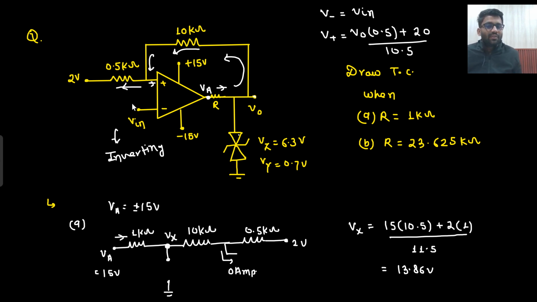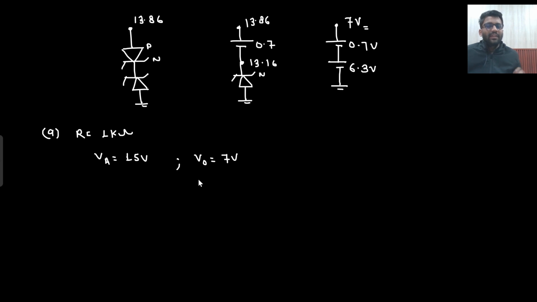V naught is not directly connected to the output of the OpAmp. In the previous questions, it was directly connected to the output of the OpAmp. But now there is a resistance R, there is this particular circuitry, and then there is V naught. So that's the interesting part. That's why we are concerned about the V naught value.